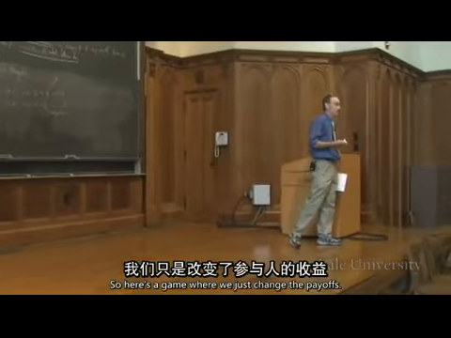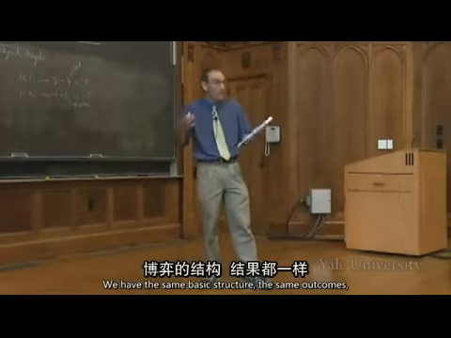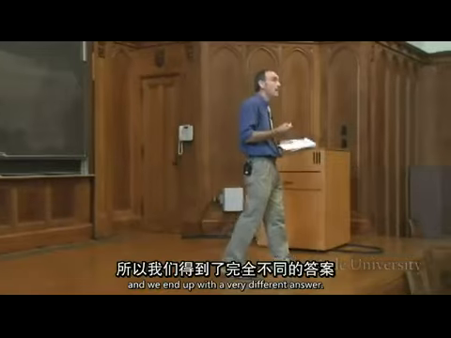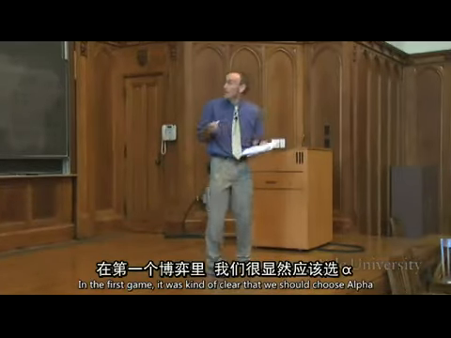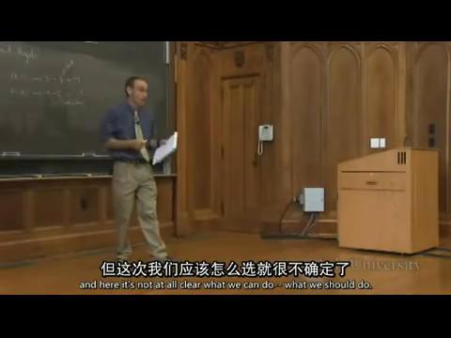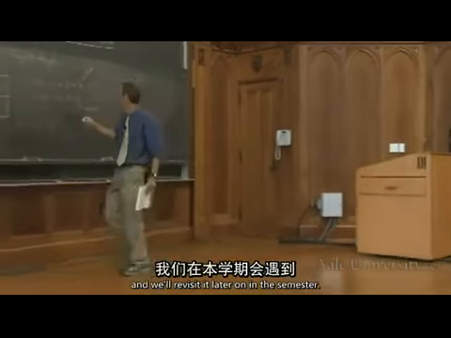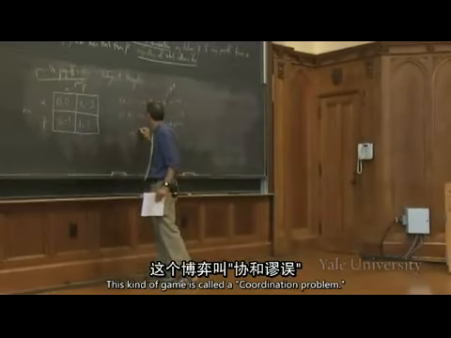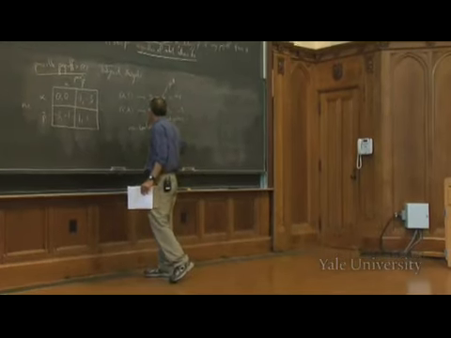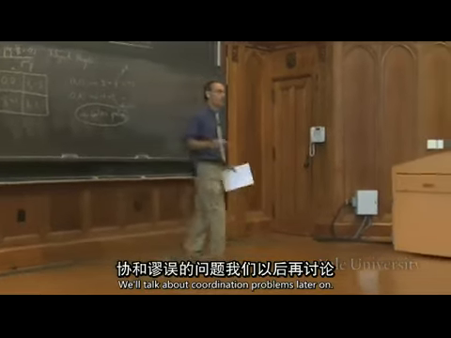So alpha in this case is better against alpha, and beta is better against beta, but neither dominates the other. So here's a game where we just changed the payoffs. We had the same basic structure, the same outcomes, but we imagined people cared about different things, and we end up with a very different answer. In the first game, it was kind of clear that we should choose alpha, and here it's not at all clear what we should do. In fact, this kind of game has a name, and we'll revisit it later on in the semester. This kind of game is called a coordination problem. And we'll talk about coordination problems later on.